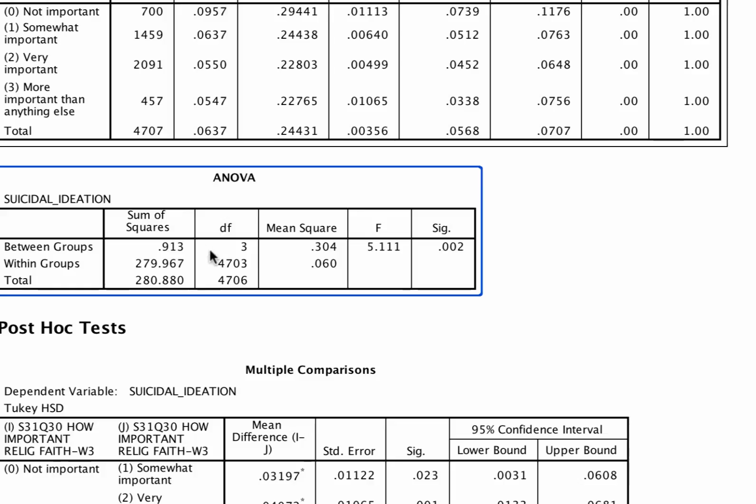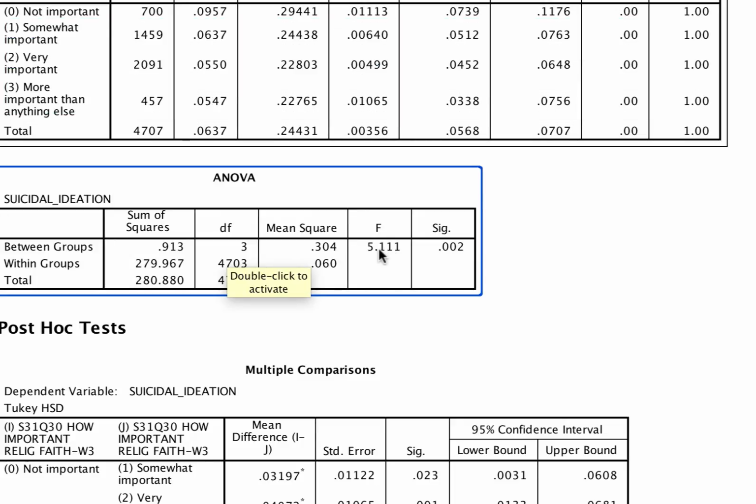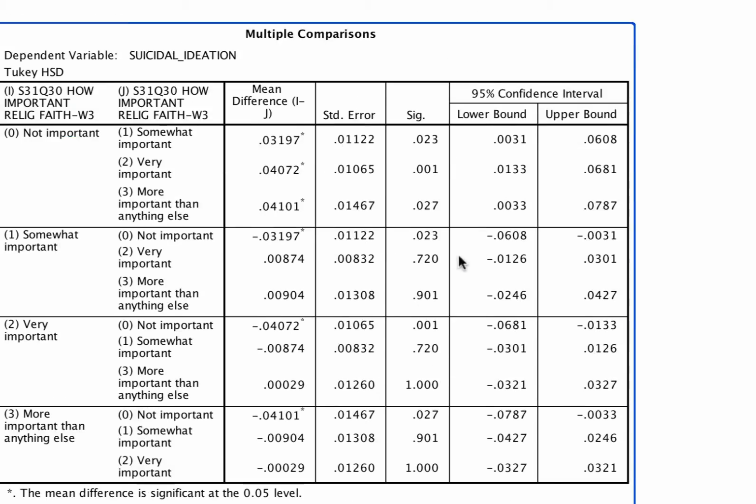Our ANOVA, here it is. Our test just tests for the difference between the groups and within the groups. Our degrees of freedom are once again 3, for the same reason that the chi-squared is 3. Our F value is 5.11, and our significance is less than 0.05. So that tells us that our results are significant. Okay, so that's good. Now here are our post hoc tests, and we need these so that we can say, well, where is that difference?